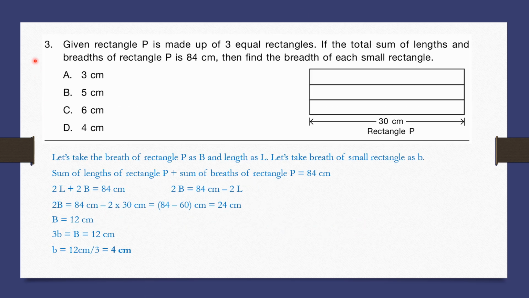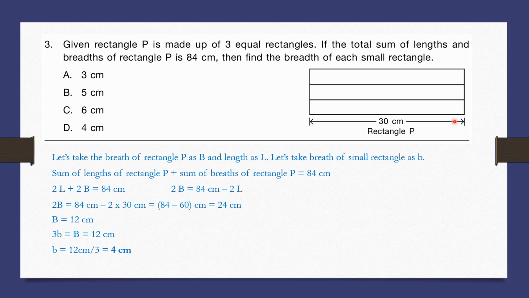Question number 3. Given rectangle P is made up of 3 equal rectangles. If the total sum of length and breadth of rectangle P is 84 cm, then find the breadth of each small rectangle. So it is given the perimeter of the rectangle because it is the sum of length and breadth. So 2 length and 2 breadth equals 84 cm. So let's write it down here.